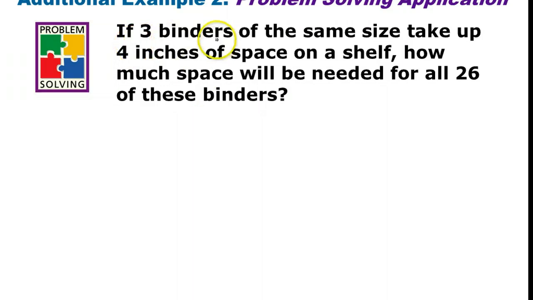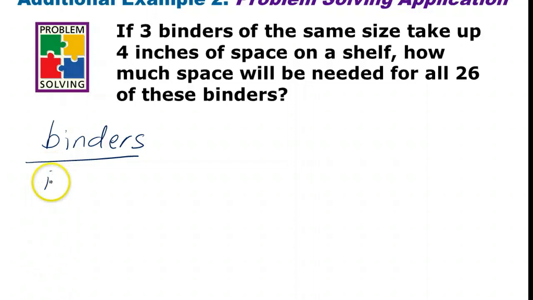Alright, so here we have, if 3 binders of the same size take up 4 inches of space on a shelf, how much space will be needed for all 26 of these binders? So here we can actually set up a proportion. So we can do binders to size, right? So binders to space.